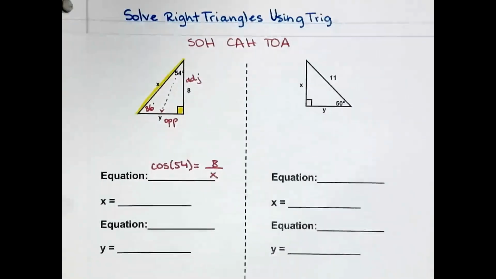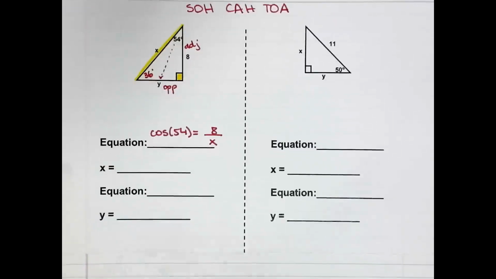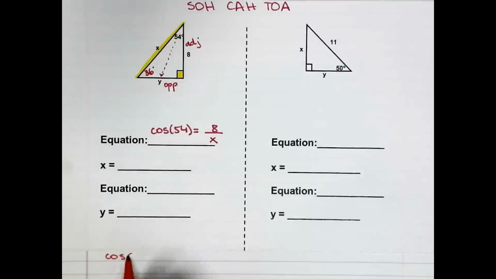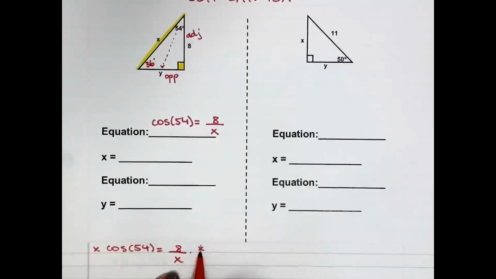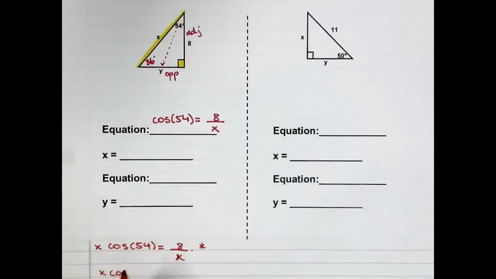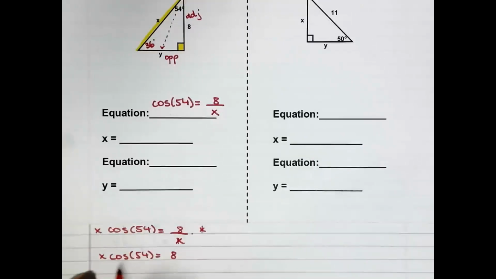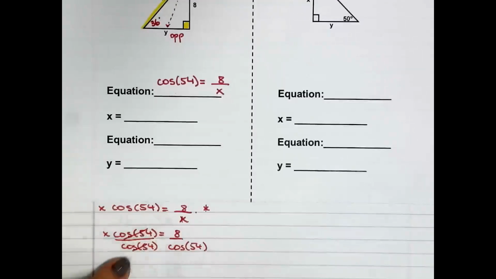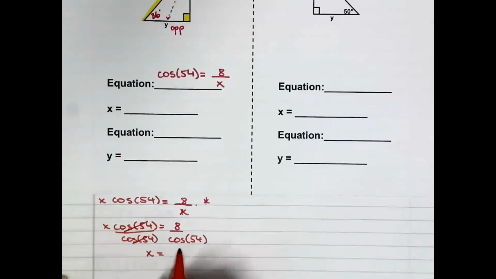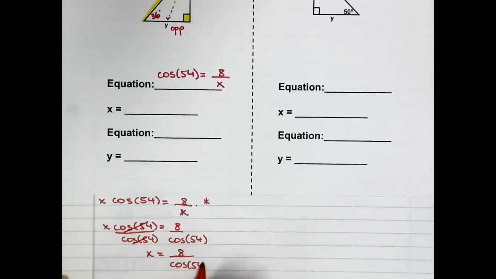Okay, how do you solve that? I'm going to solve right here at the bottom. If cosine of 54 equals 8 over x, you have to multiply both sides by x. Here, x divided by x, I get 1. So now I have x cosine of 54 equals 8. Now we need to isolate x, so you divide both sides by cosine of 54. Cosine of 54 divided by cosine of 54 is 1. Therefore, x equals 8 over cosine of 54.